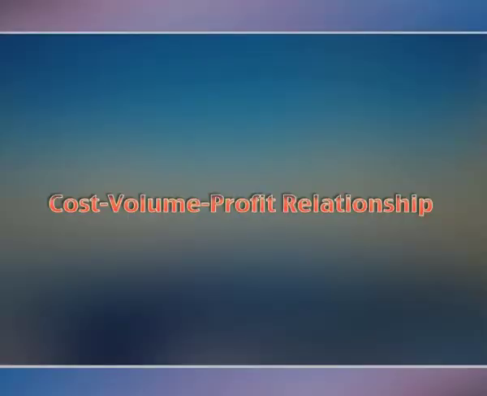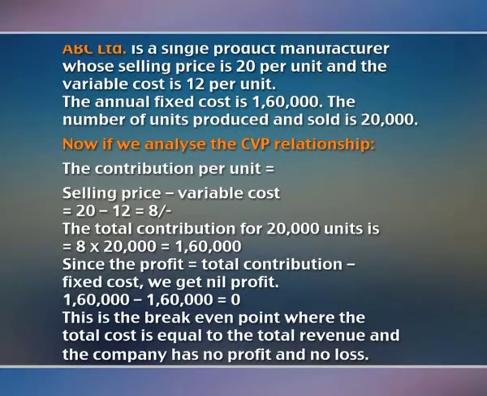Cost volume profit relationship. The relationship between cost, volume and profit is well defined in CVP analysis. With a given example, we can elaborately see the relationship. ABC Limited is a single product manufacturer whose selling price is 20 per unit and the variable cost is 12 per unit. The annual fixed cost is 1,60,000. The number of units produced and sold is 20,000.